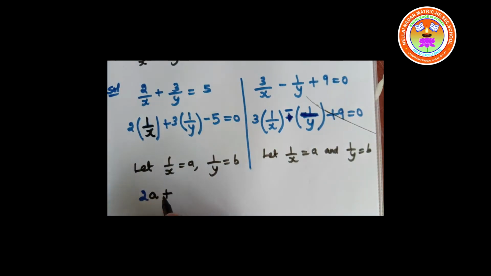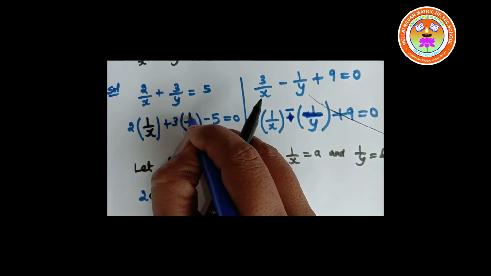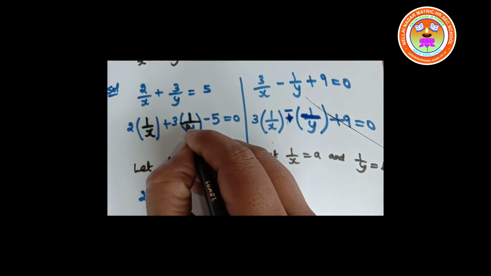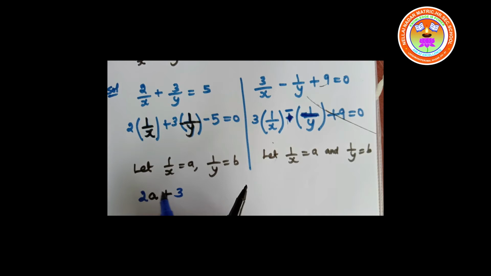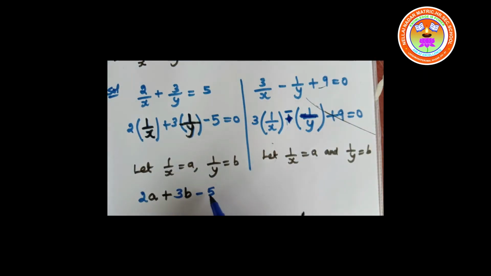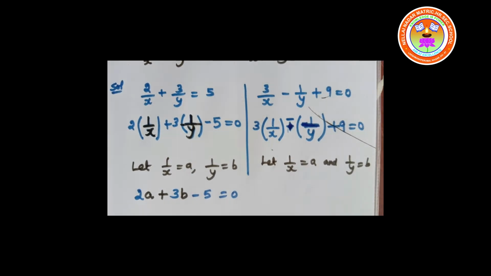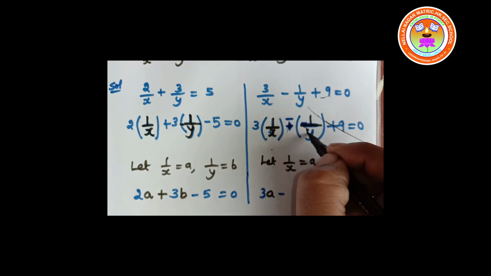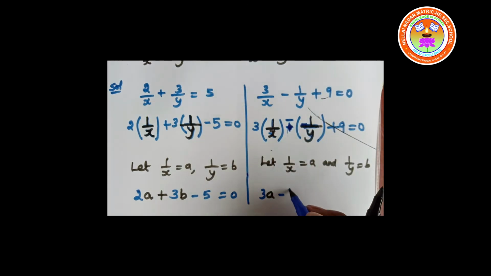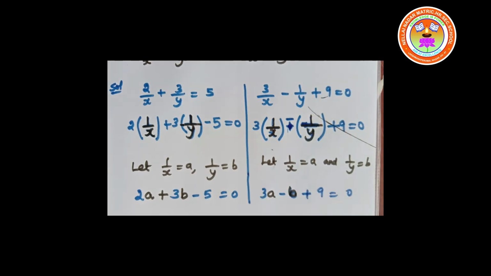Plus, in the place of 1 by y, you can put b. 3b minus 5 equal to 0. Is it clear, children? Same way, here 1 by x is there, you can make it as a, that is 3a. 3a minus, in the place of 1 by y you can put b, plus 9 equal to 0. Okay, children?